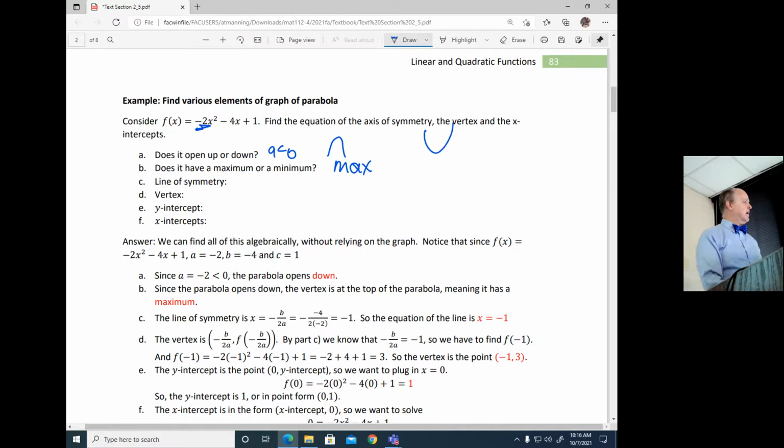Line of symmetry. Oh, I have to start doing some calculation. Negative b over 2a. Okay. Line of symmetry, negative b over 2a. Negative b is negative negative 4. So negative negative 4, or 4, all over 2a. 2 times negative 2.